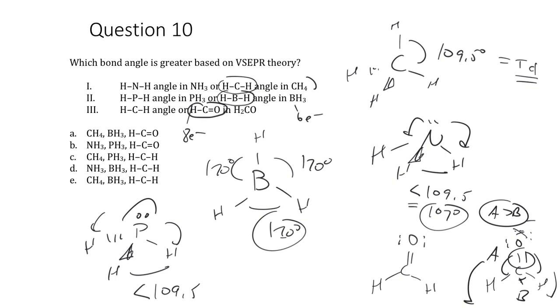So 1 and 2 to me are a little bit more obvious. 3 is a little bit tricky to get that angle. So it should be the CH4 angle, the BH3 angle, and the HC double bond O angle.